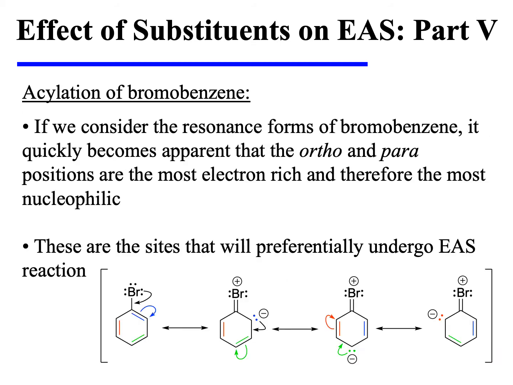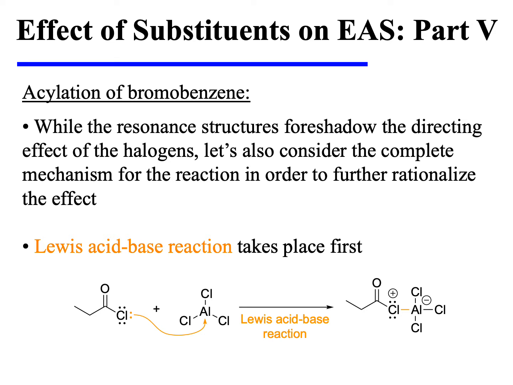If we simply consider the resonance forms of bromobenzene, it quickly becomes apparent that the ortho and para positions are the most electron-rich and therefore the most nucleophilic. These are the sites that will preferentially undergo EAS reaction. While the resonance structures foreshadow the directing effects of the halogens, let's also go through the complete mechanism in order to further rationalize the outcome.